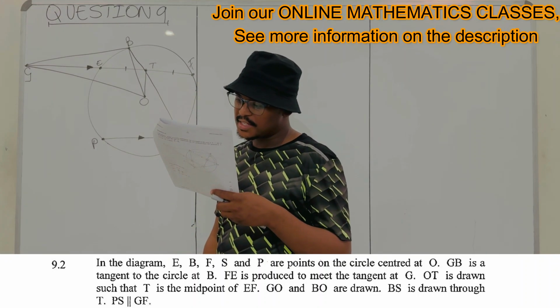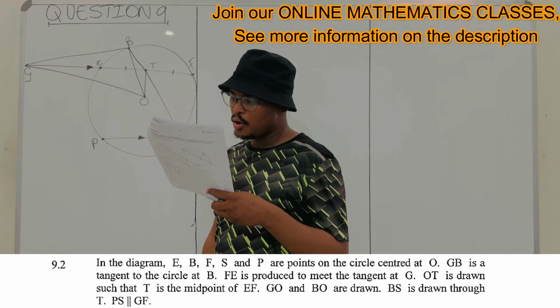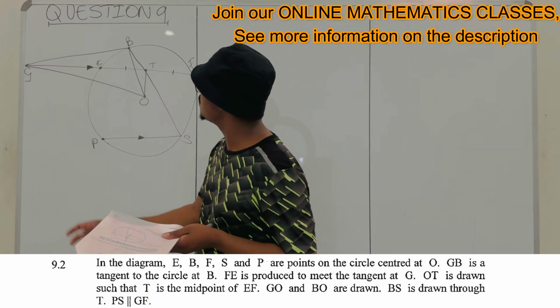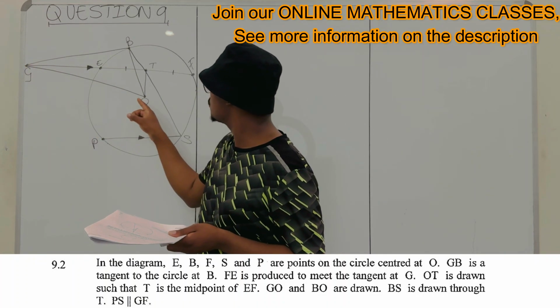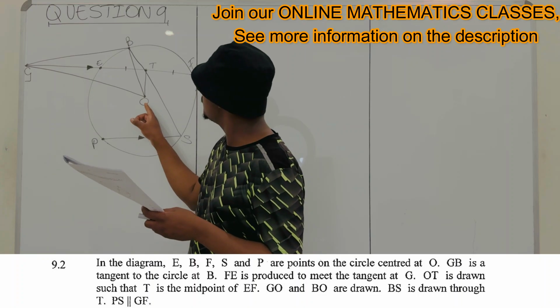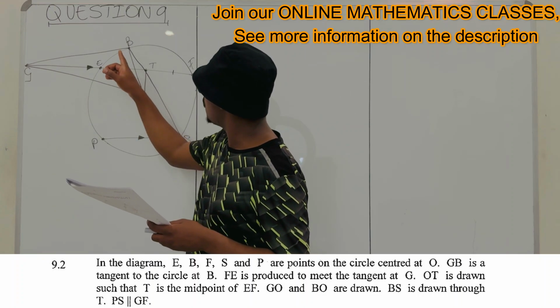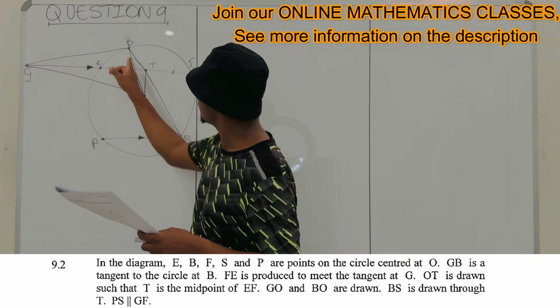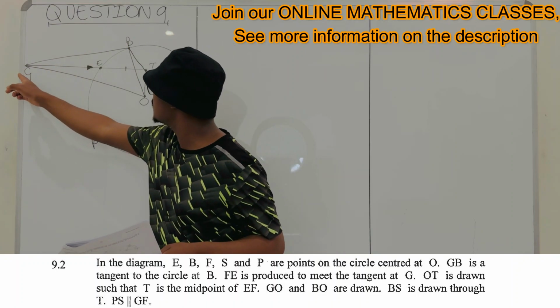They went on to say that GO and BO are drawn. So GO is from that point to the center. BO is from the circumference to the center. So this is a radius over here, and that is a tangent over there. Okay.